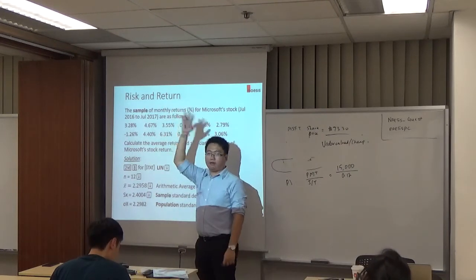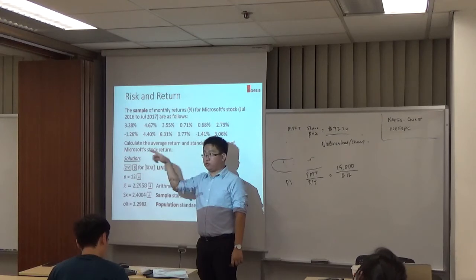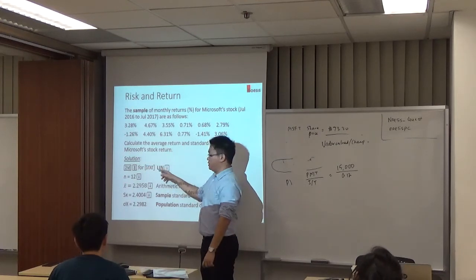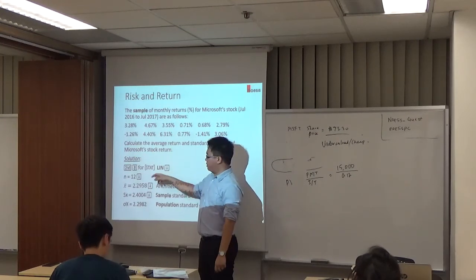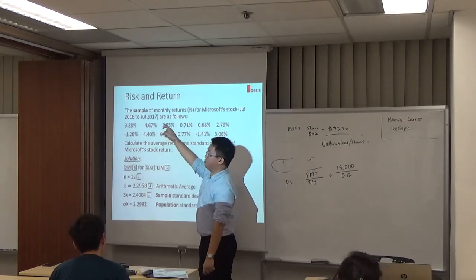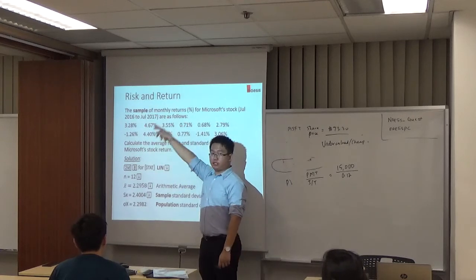Anyone who is not seeing LIN or you don't see 1-V, you let me know. Okay. If you see this, then you just continue scrolling. So scroll down. You scroll down, you will see n equals 12. That's telling you that you just entered 12 observations in.